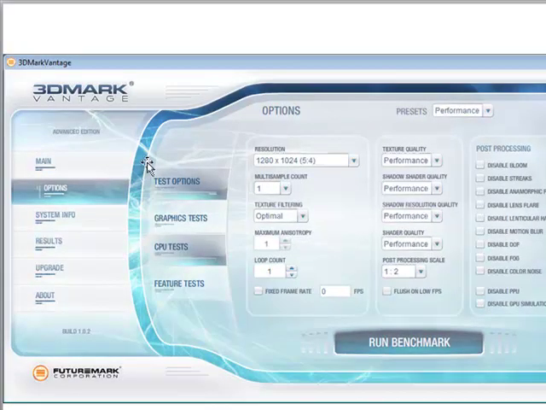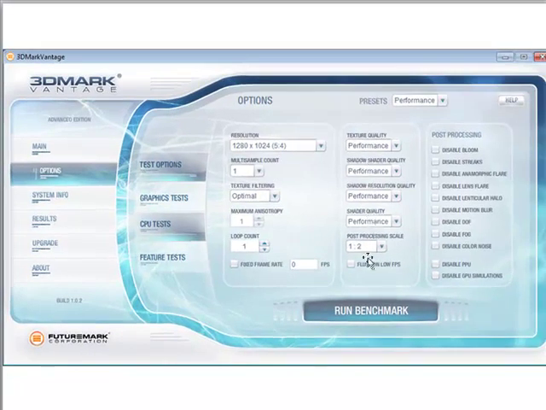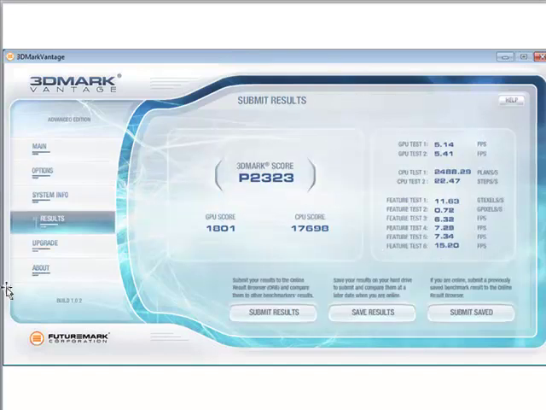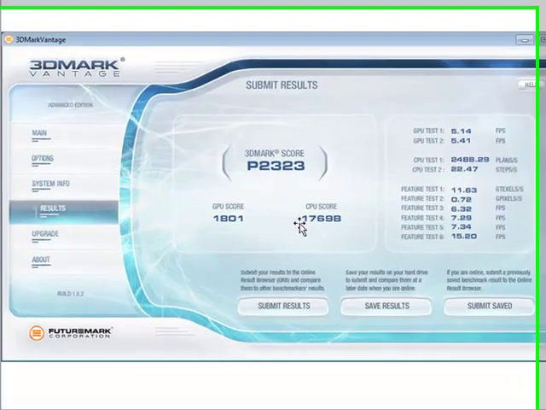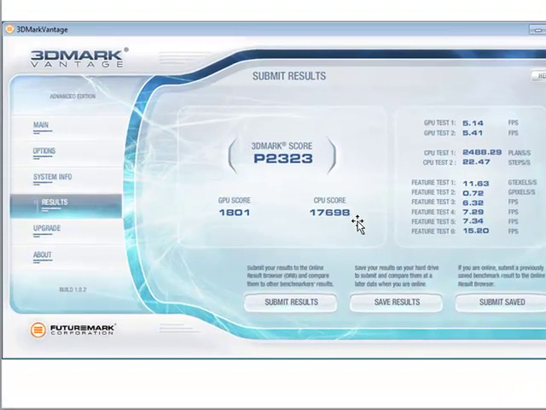And 3DMark Vantage, this was the settings I tested this at, 1280 by 1024. You can read this here. It was on the preset of performance. And my results are right here. CPU score was 17,698, and my GPU sucks, so it's only 1,801. Here are the specifics.